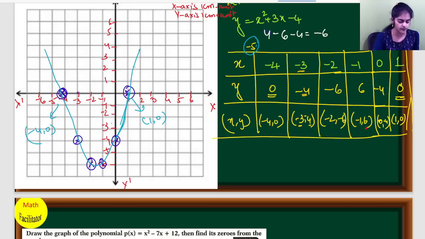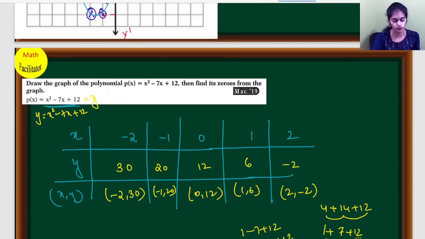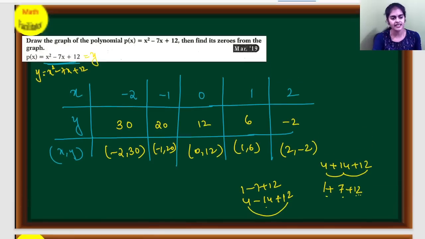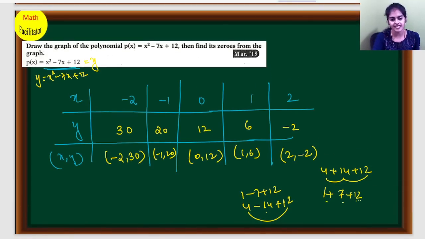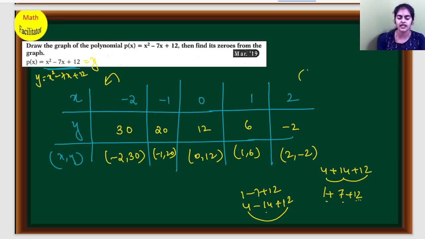Whatever you are substituting in the place of x, if the y value is 0, then we call it a zero of the polynomial. Okay, here in this case, did you get any 0 value here? No 0 value. Why did you not get a 0? So we have to proceed on both the sides. Neither this side I got a 0, neither this side I got a 0. So I'll have to proceed further.